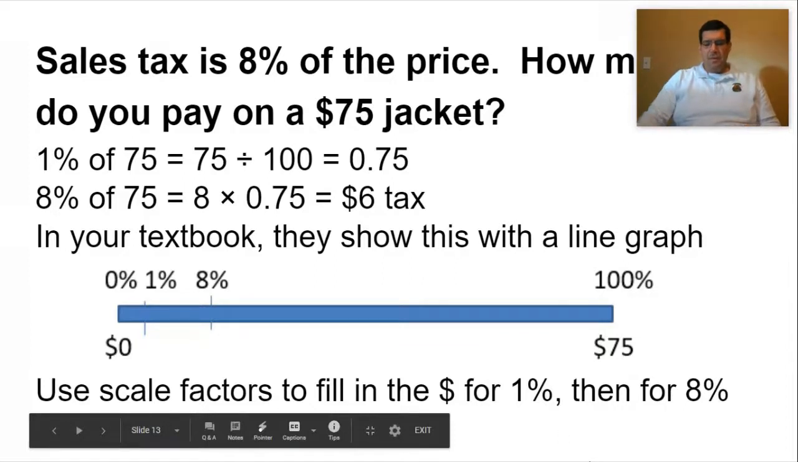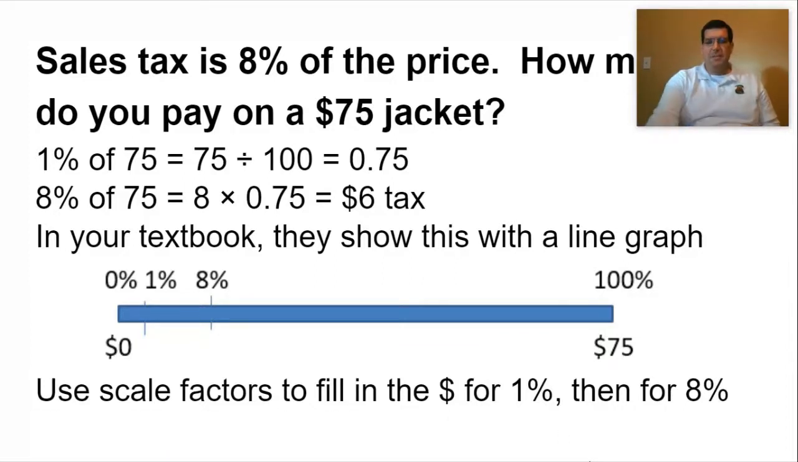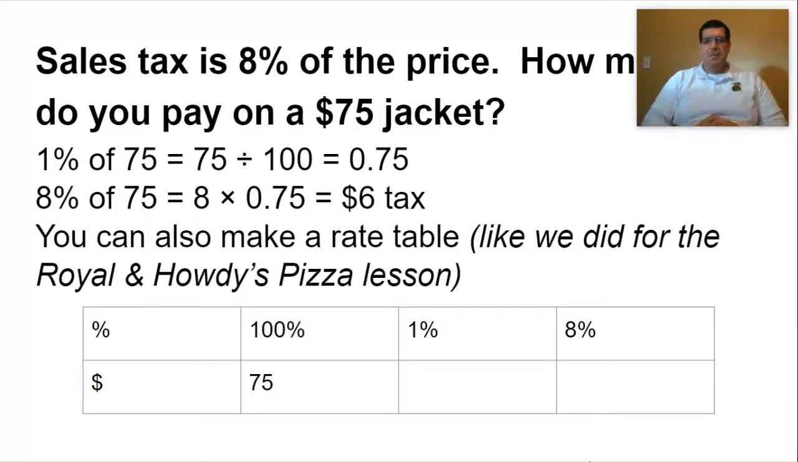You also may remember the problem with Royal and Howdy's Pizza. Sometimes your textbook uses a rate table like from that problem. If we know 100% goes with $75, then we can use scale factors to find the dollars with 1% and then scale that up to 8%. Just like how with Royal and Howdy's Pizza, we knew the cost of 10 pizzas, so we scaled down to find the cost of one pizza, and then from that we can scale to find any other number of pizzas.